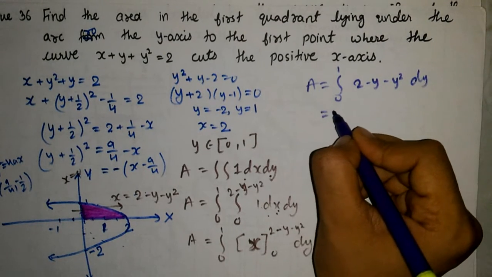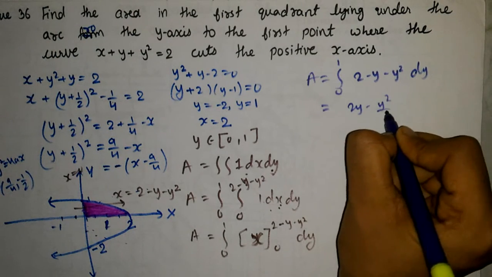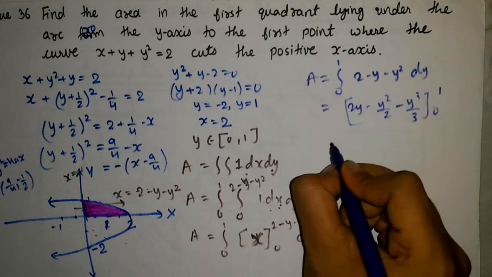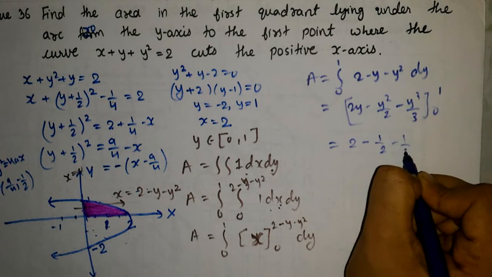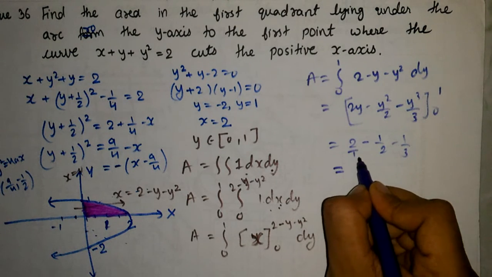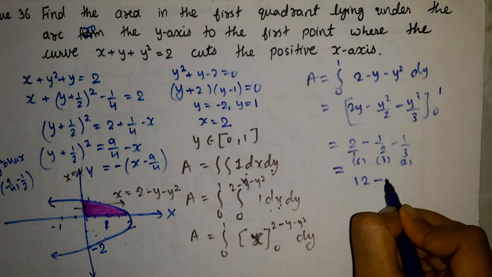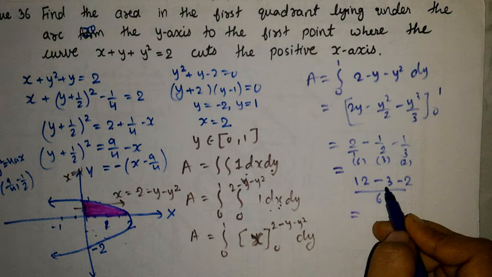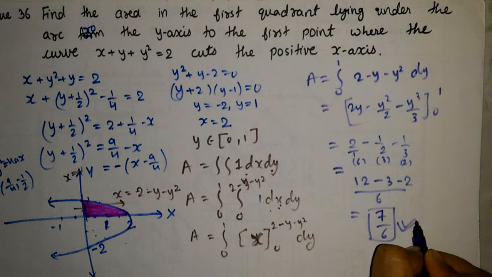Now integrate this term with respect to y. We get 2y minus y square by 2 minus y cube by 3, with limits from 0 to 1. When we put 1, we get 2 minus 1 by 2 minus 1 by 3, and when we put 0, it will be 0 only. Taking the LCM, which is 6, we get (12 minus 3 minus 2) upon 6, that is 12 minus 2 is 10, 10 minus 3 is 7. So 7 by 6 is our answer.